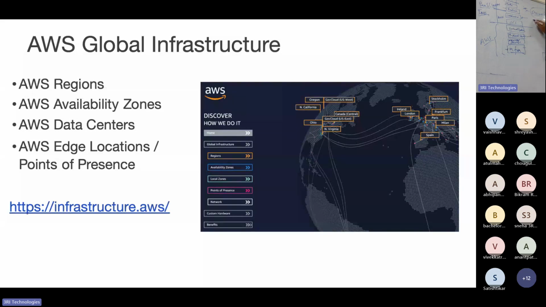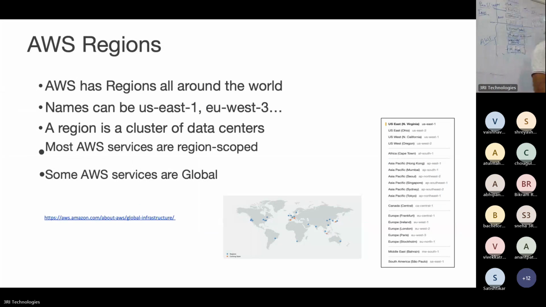For example, US East 1. Now I'm expanding the names. US East 1, US East 2, these are the two regions which would have almost every service. But if you go to UAE, it would have around 80 services, like that. This is how the infrastructure is hosted in AWS. You can go to this particular link and see for yourself. So I already covered this part.